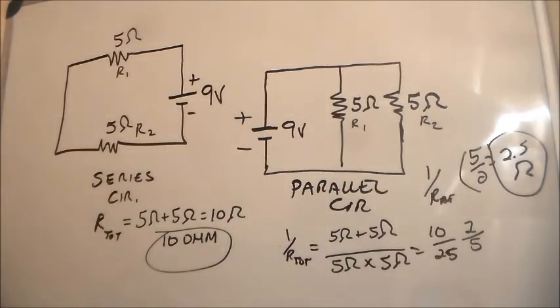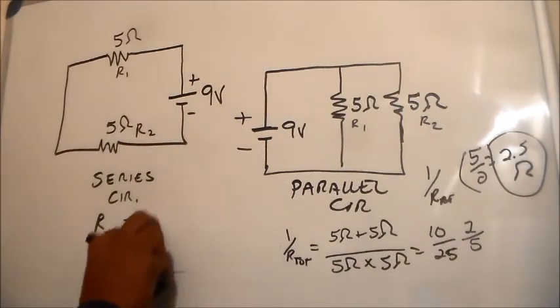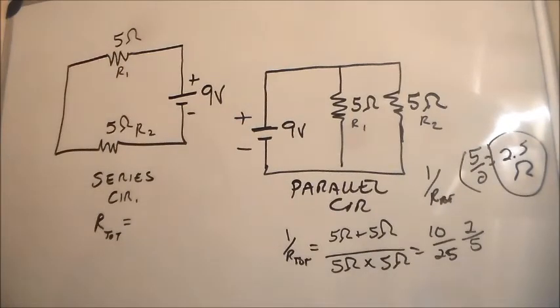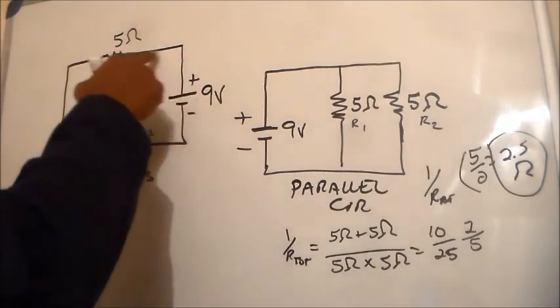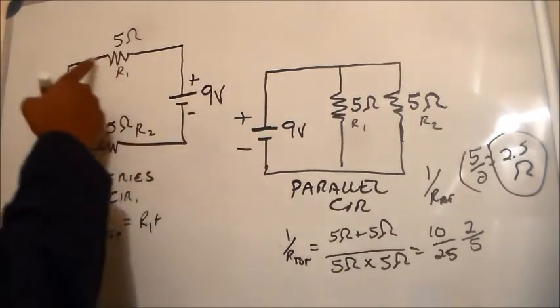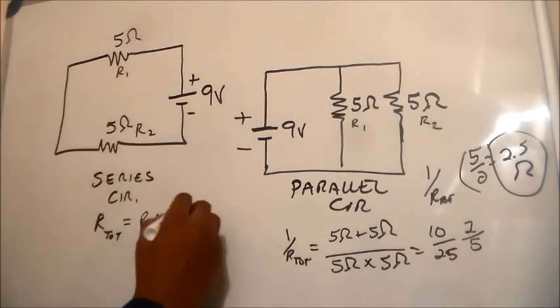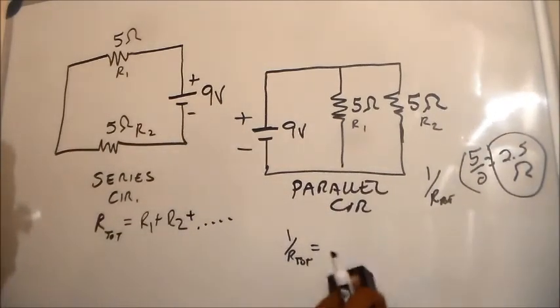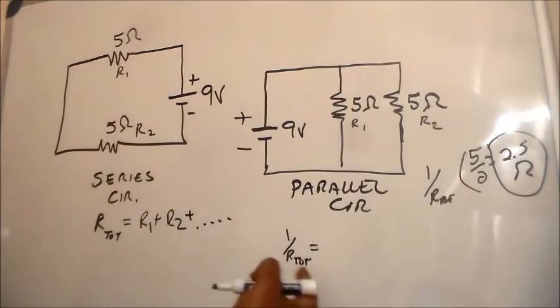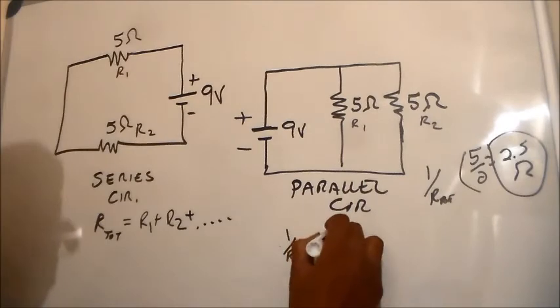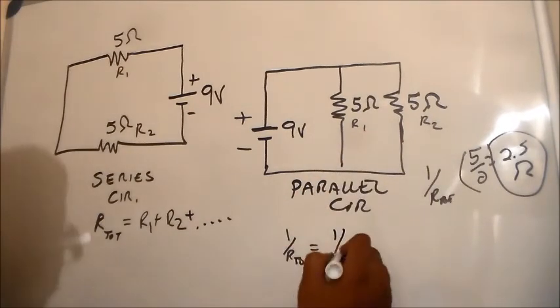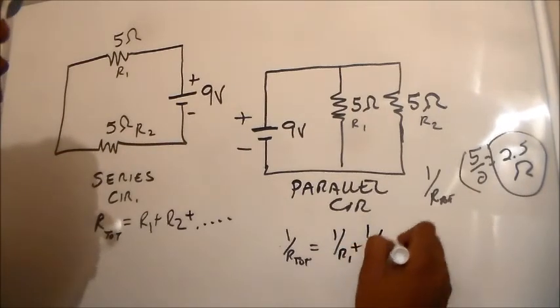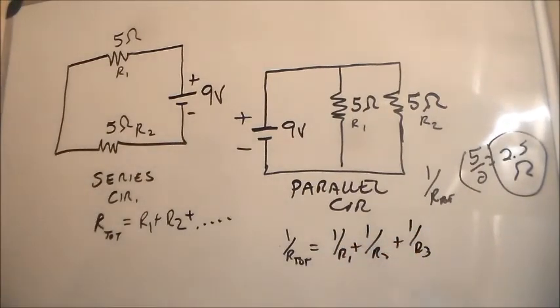Okay, so let's see, to compute resistance in series, again, we look at this: we're leaving the battery, R1 plus, coming around, R2, and it would be R3, and so on if they were there. And the formula to calculate total resistance in a parallel circuit would be 1 over R1 plus 1 over R2 plus 1 over R3 for three or more. But if you only have two circuits, you can stop.